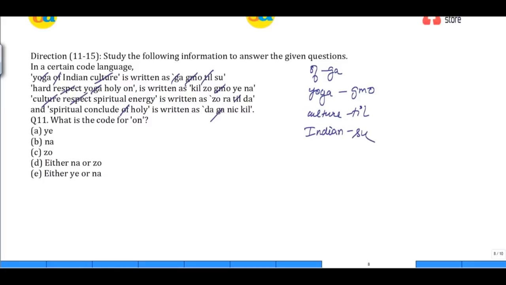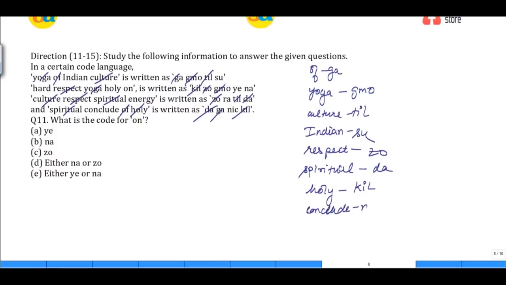रिस्पेक्ट यहाँ भी कॉमन है, यहाँ भी कॉमन है. तो रिस्पेक्ट का कोड हो गया है ZO. स्पिरिचुअल थर्ड में भी कॉमन है, फोर्थ में भी कॉमन है, तो स्पिरिचुअल का कोड हो गया है DA. होली हमारा फोर्थ में कॉमन है और सेकंड में कॉमन है, तो होली का कोड हो गया है KIL. कंक्लूड का कोड हो गया है NIC, एनर्जी का कोड हो गया है RA, और हार्ड और ऑन का कोड हो गया है या तो Y या NA.